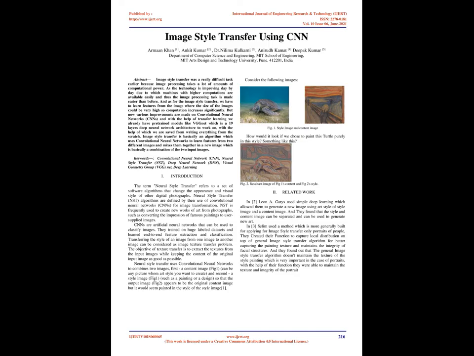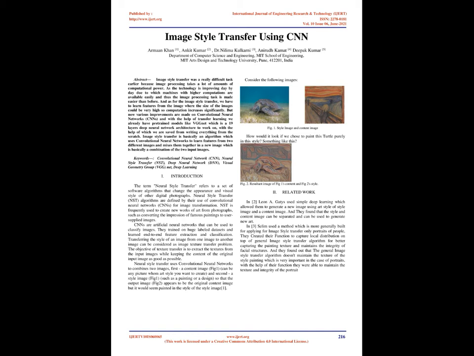Published by http://www.ijert.org International Journal of Engineering Research and Technology, IJERT, ISSN 2278-0181, Volume 10, Issue 06, June 2021. Image Style Transfer using CNN. Armaan Khan, Ankit Kumar, Dr. Nilima Kulkarni, Anirudh Kamat, Deepak Kumar. Department of Computer Science and Engineering, MIT School of Engineering, MIT Arts Design and Technology University, Pune.